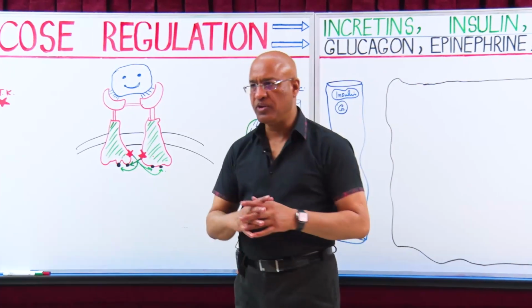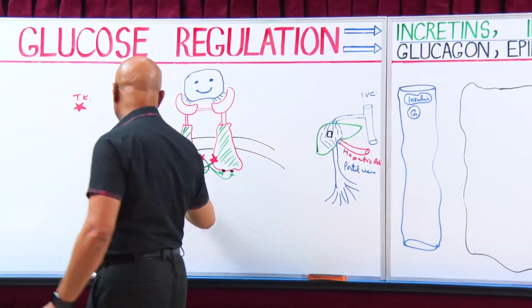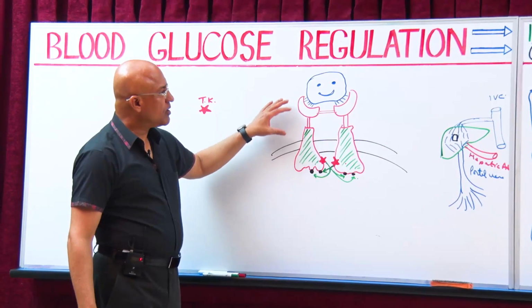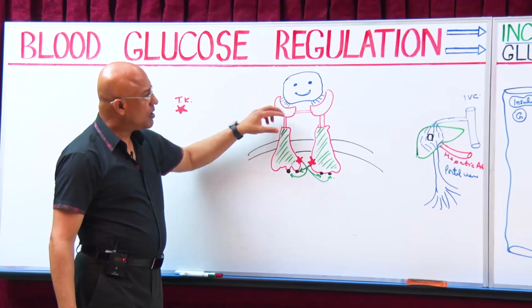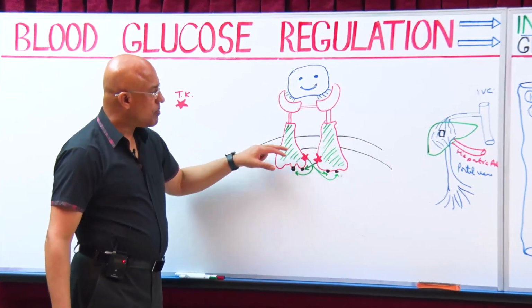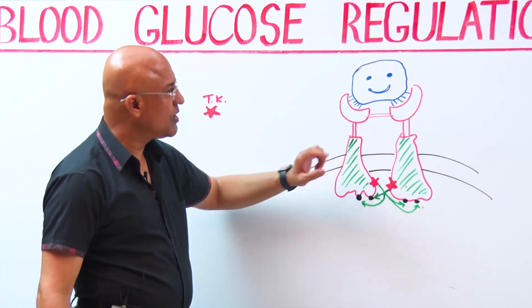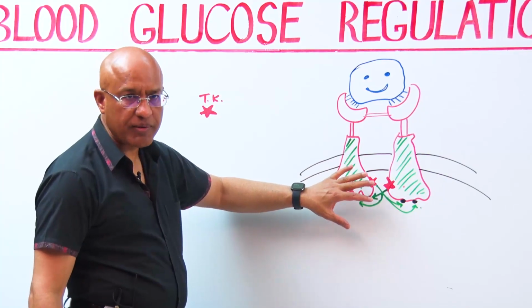In medical terms, we say that the insulin receptor is basically a tetramer, with two alpha units and two beta units held together by disulfide bonds.